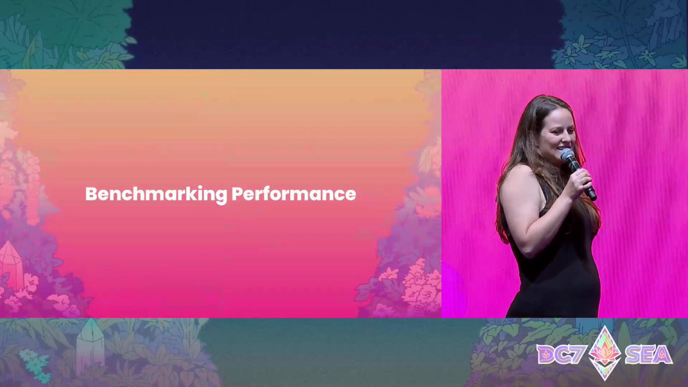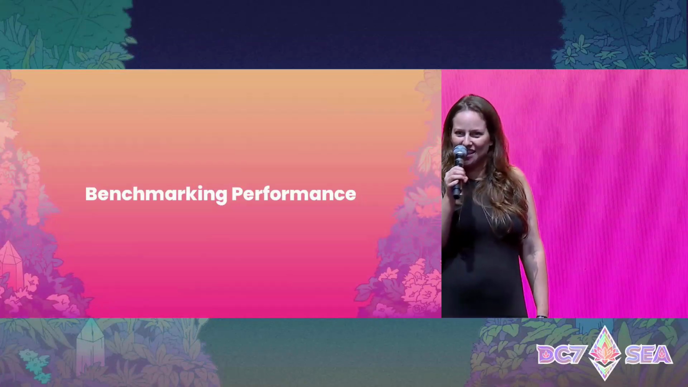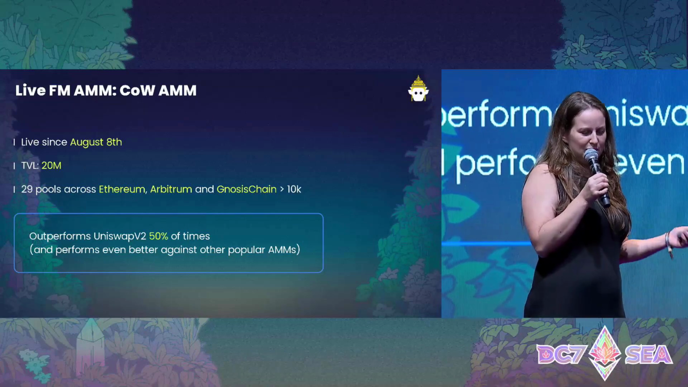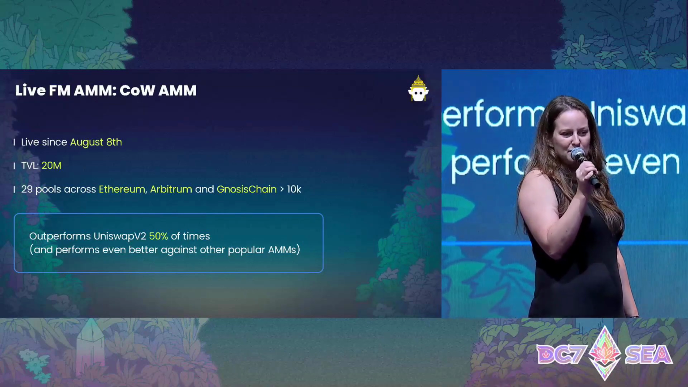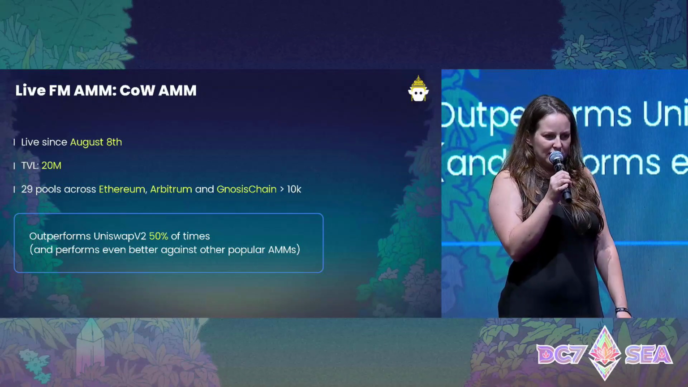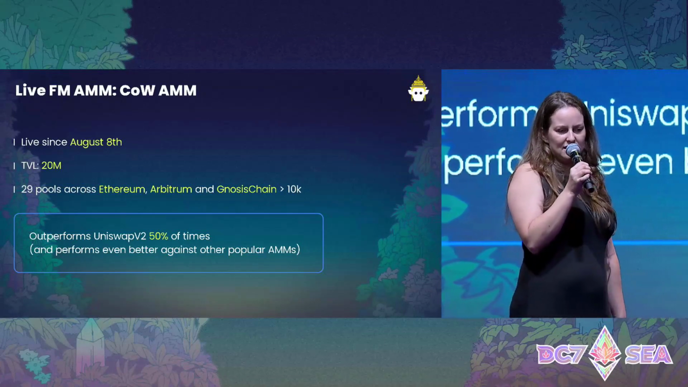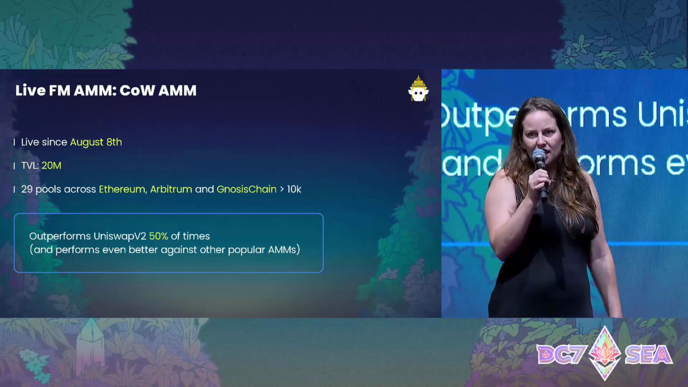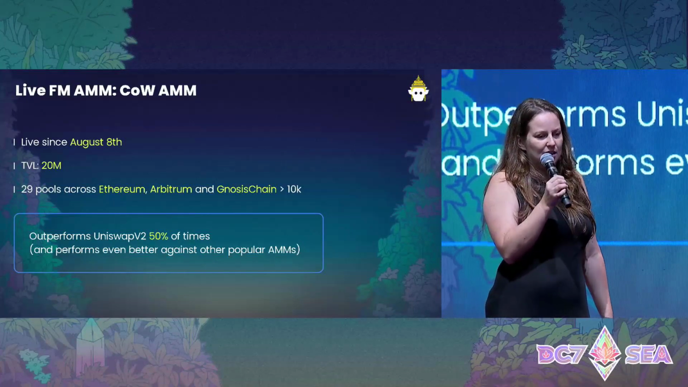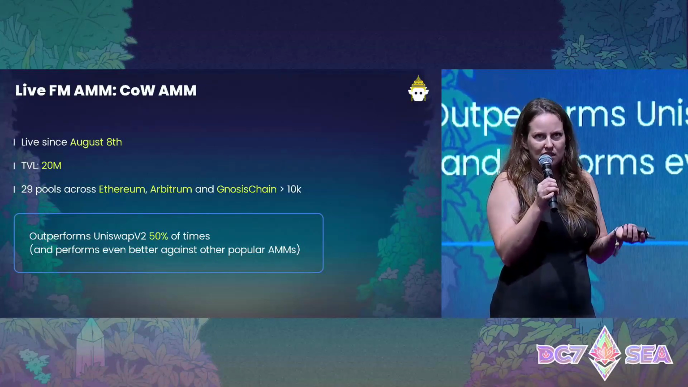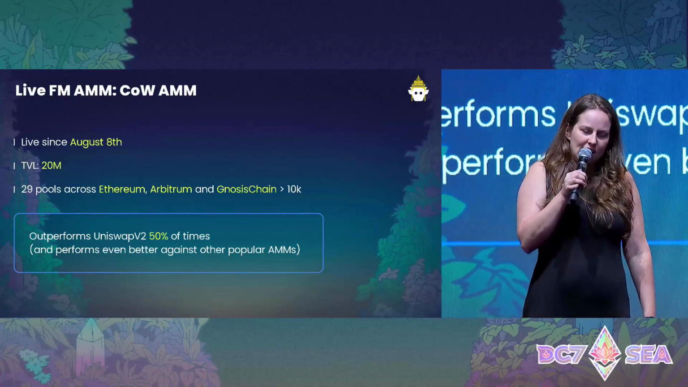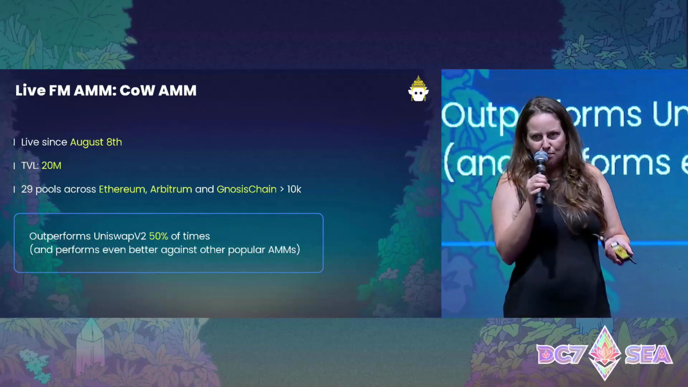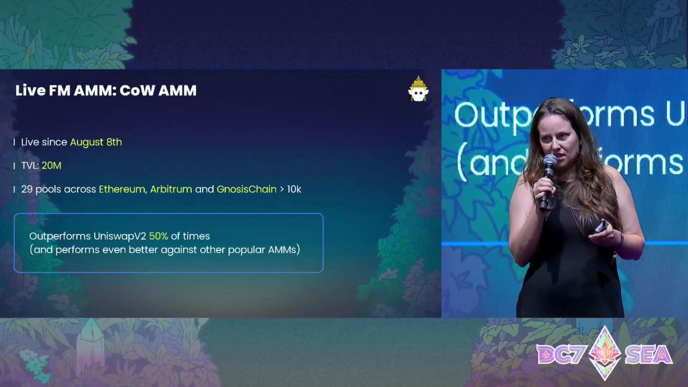This sounds great in theory. How does it actually perform? As I mentioned, we did an implementation on top of CoW Protocol, and we call it CoW AMM. It's been live for a little over 3 months, and it has around 20 million in TVL at the moment. It's deployed across Ethereum, Arbitrum, and Gnosis chain, and has 29 pools that have more than 10K in TVL. The most interesting data point up front: it currently outperforms Uniswap v2 pools in 50% of the cases.